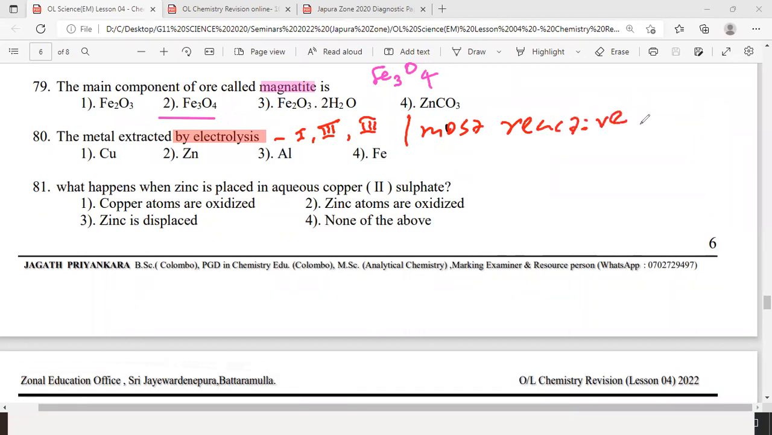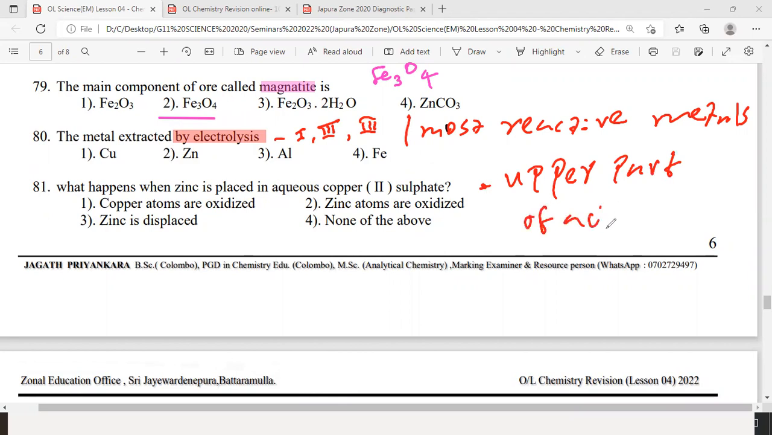Group 1 metals are the most reactive metals out of all the groups. So you can write metals in the upper part of the activity series. Right. This aluminium. Which metal is found in the activity series? Aluminium. Question number 81.